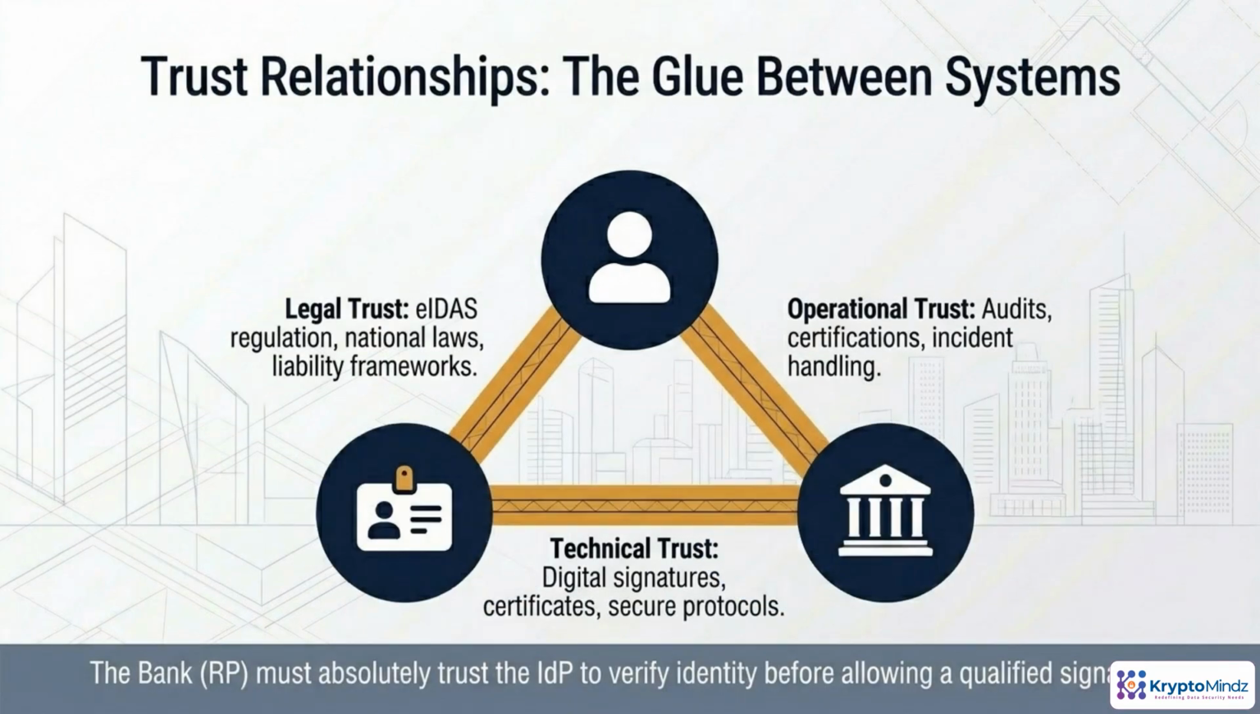These systems only work when each party knows exactly what it can rely on the others for. eIDAS gives us that common language. Law defines who is liable. Technology enforces integrity with signatures, certificates, and secure channels. Operations keep everyone honest through audits and incident handling. A bank must be sure the IdP really knows the customer and that certificates are robust, so users can trust that their e-signatures truly count in court.